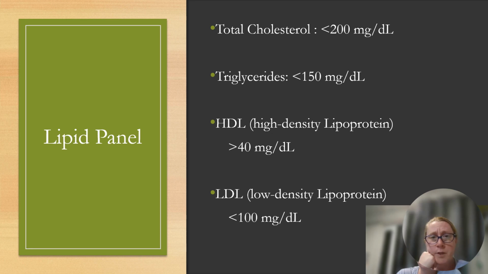So total cholesterol, the number should be less than 200. Triglycerides should be less than 150. The HDL, high density lipoprotein, that is actually the good cholesterol, and that should be above 40. There have been some studies that have come out showing that they don't want the number to be any higher than 90.